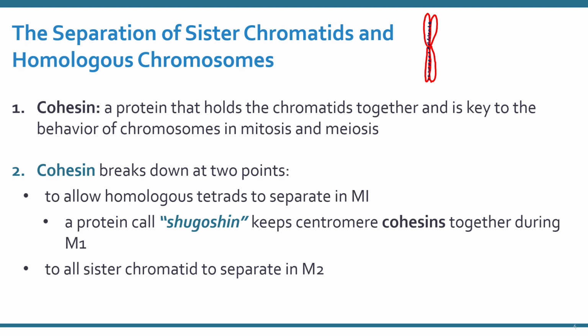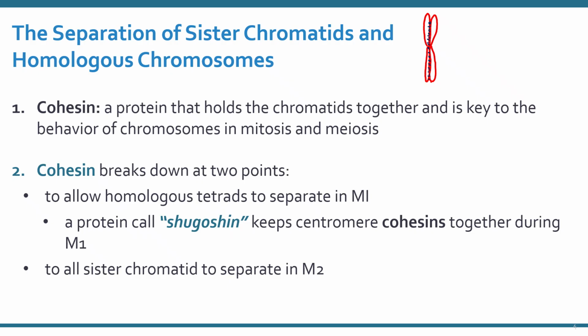So there are 2 points when cohesin is important. One is to hold the tetrads together, and then also to hold the sister chromatids together. And cohesin is going to work to hold them together until they are ready to separate at their separate points in meiosis 1.